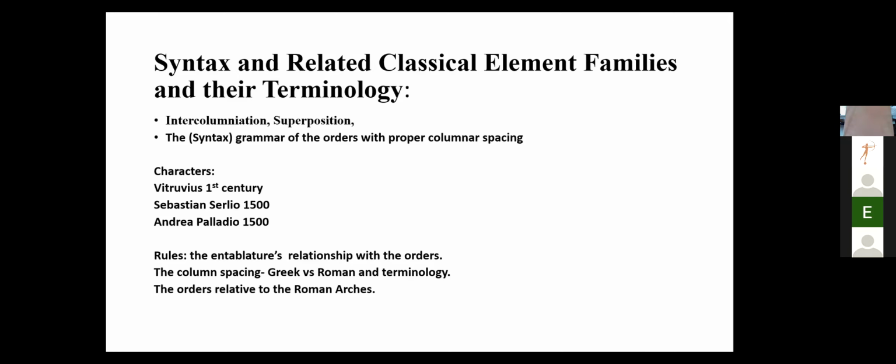For those of you that are new to the class, I'm going to give you a brief overview, but we're going to roughly be talking about intercolumnation spacing, the syntax, the grammar of the orders, the way the columns relate to a wall surface. There are several different characters, as I call them, architects: Vitruvius, Sebastian Serlio, and prominently Andrea Palladio.